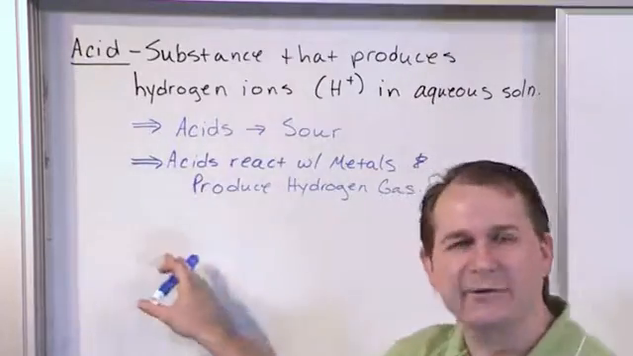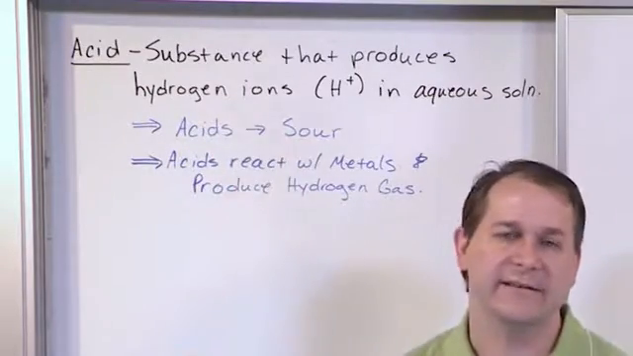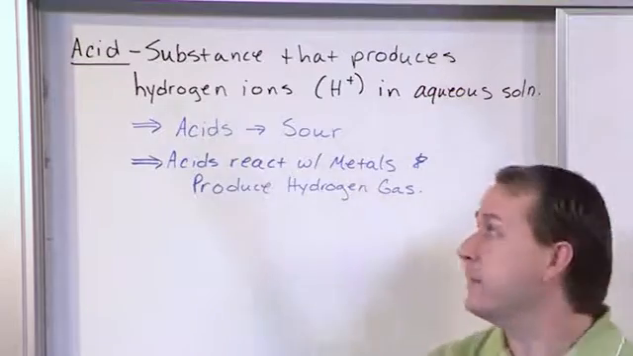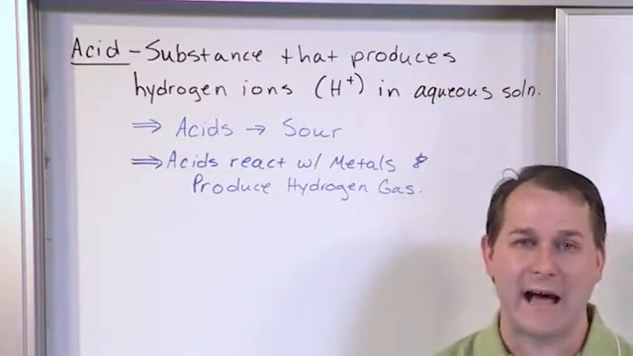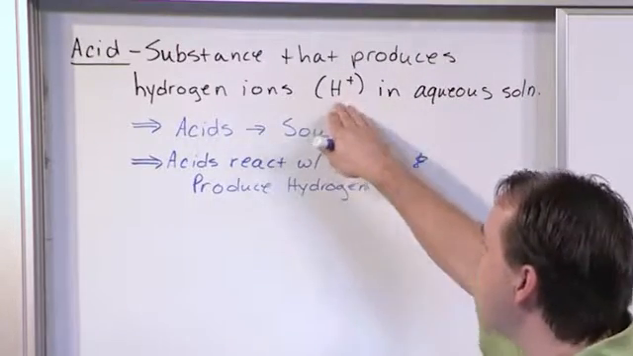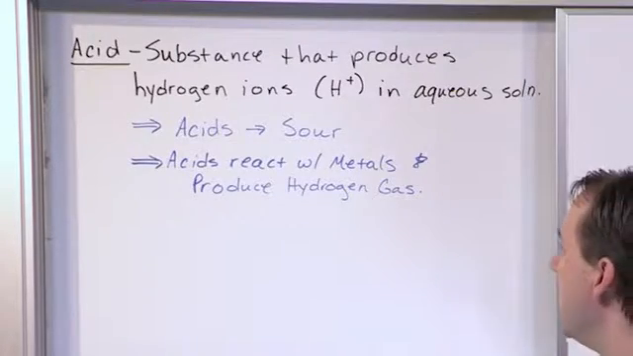We'll talk about the chemistry behind why it happens a little bit later, but basically it's evolving this hydrogen that's in the solution and pulling it out, instead of hydrogen ions in solution, into hydrogen gas that comes out of solution. So the definition of an acid is what we have in black. It's a substance that produces hydrogen ions when we put it in water.